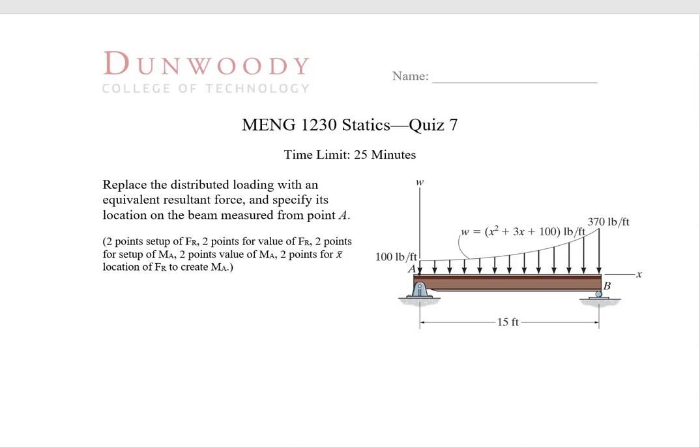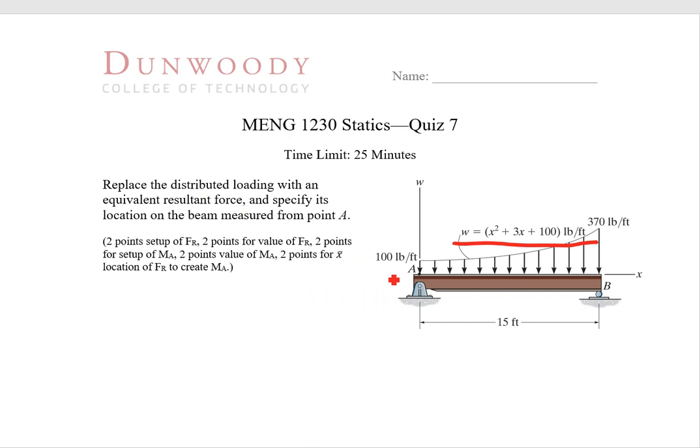So in this problem we're given a distributed load on this beam. We have this function here that's describing the distributed load. We're told what it is at the end and what it is at the beginning here. And we're asked to replace the distributed load with an equivalent resultant force and the location from point A at which it should act to have the equivalent result on the system.